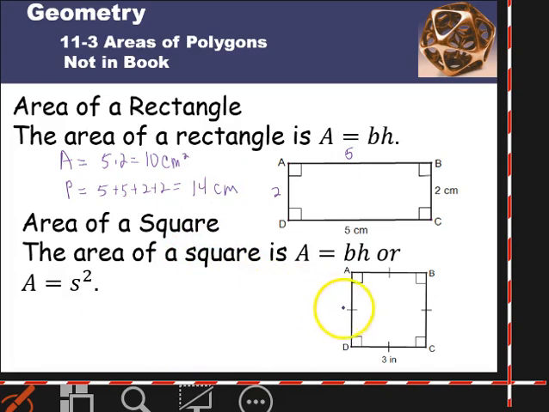Okay, the area of a square is base times height. Since all of these are 3, I get the area is 3 times 3, which is 9 inches squared, and the perimeter is 3 plus 3 plus 3 plus 3, which is 12 inches.